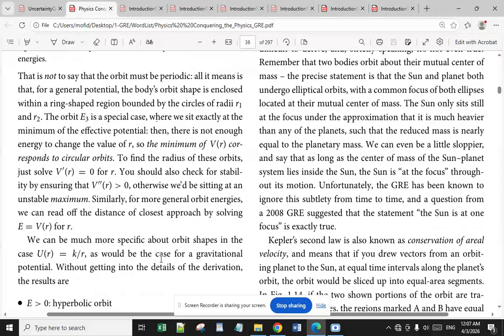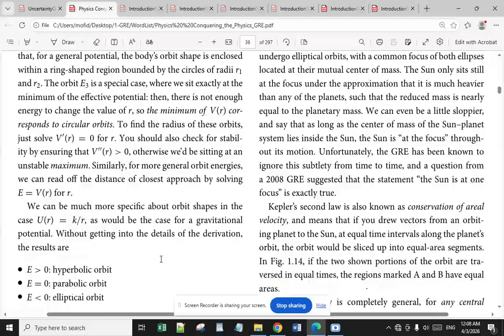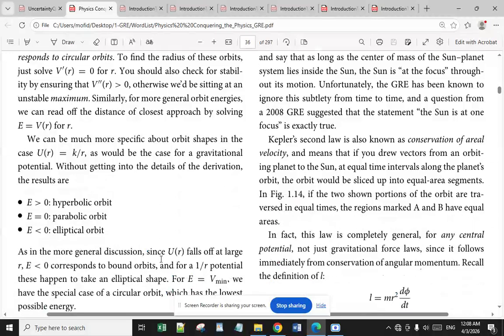Similarly, for more general orbit energies, we can read off the distance of closest approach by solving E equal to V(r) for r. We can be much more specific about orbit shapes in the case U(r) equal to minus k divided by r, as would be the case for a gravitational potential. Without getting into the details of the derivation, the results are: E greater than 0, hyperbolic orbit; E equal to 0, parabolic orbit; and E less than 0, elliptical orbit.